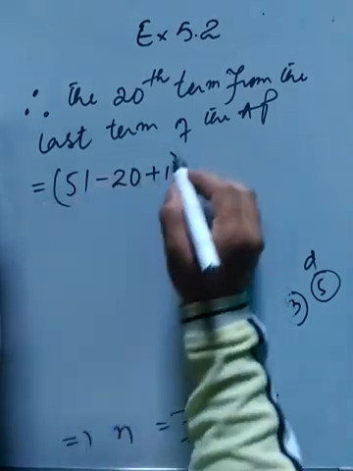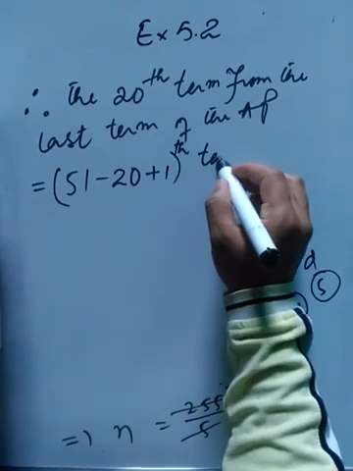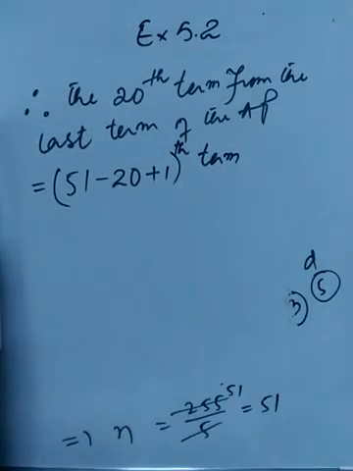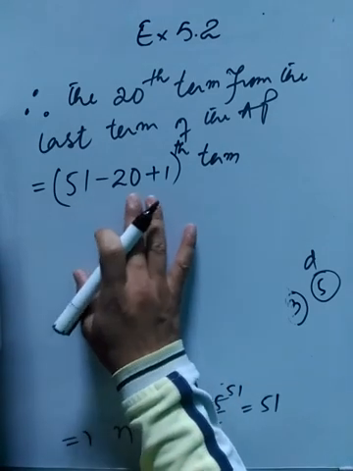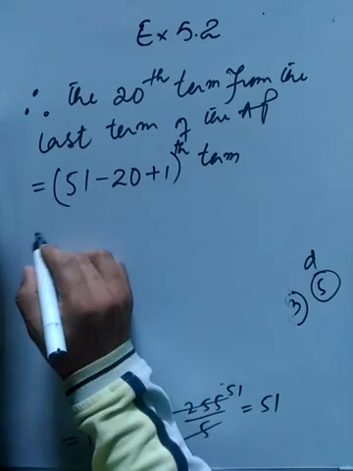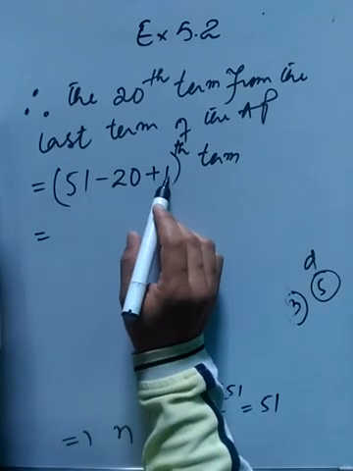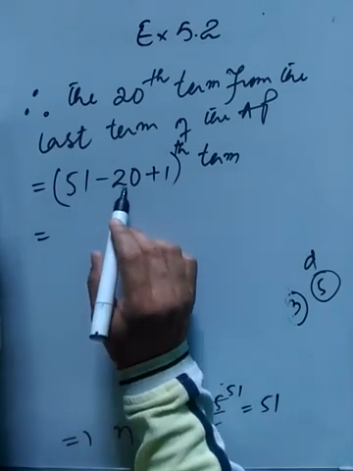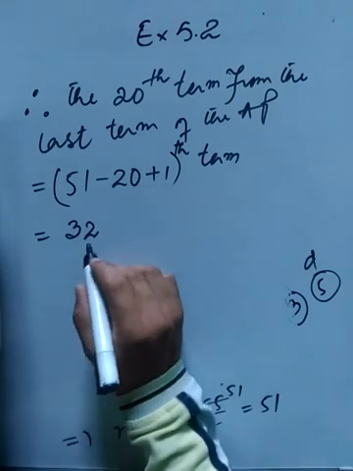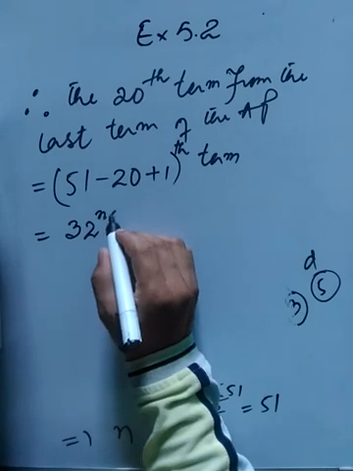Okay, then here the term. Now the question is, 51 minus 20 plus 1 term, what will be its value? 51 plus 1 is 52. 52 minus 20, we get 32. Okay, 32 means, let me write here the 32nd term.